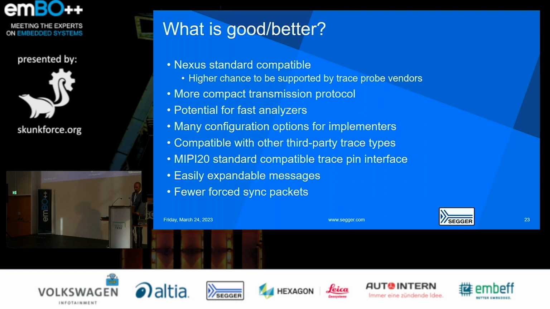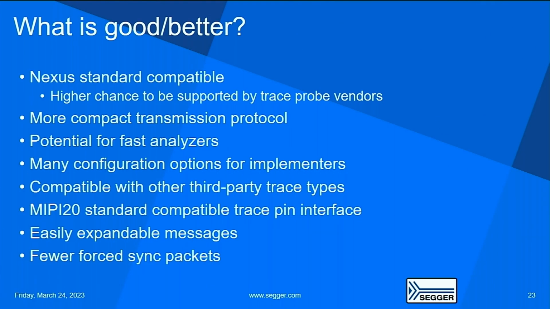We have many configuration options for implementers. So silicon vendors can implement this however they want, and it can still be standard compatible. It can be used with other trace types, third-party trace types. We have the MIPS-20 standard trace pin interface. The messages can be expanded, so if some feature or some system insight is missing for me, I can add it. And we have fewer forced sync packets than ARM. So overall, doesn't look bad, right?